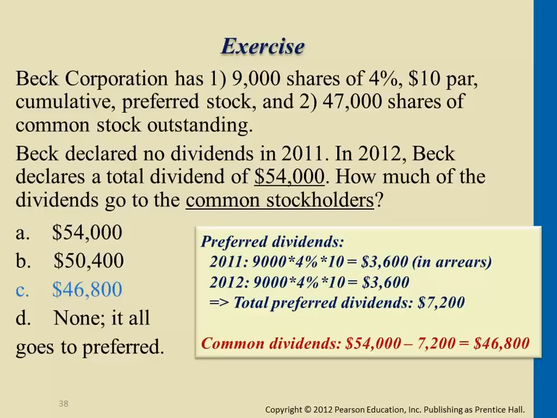Okay, so the part under 2011 is what we call dividends in arrears. The part that they did not declare last year accumulates to this year. Altogether, they're getting $7,200 this year, and then common shareholders are getting $46,800.